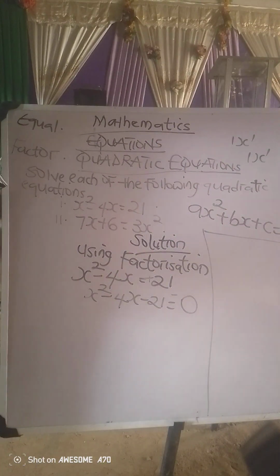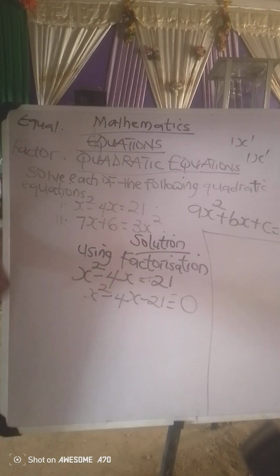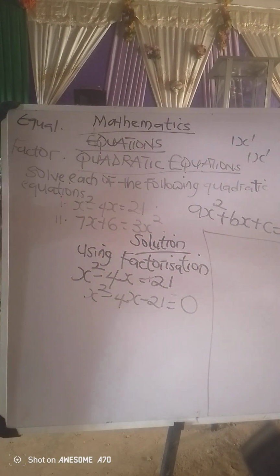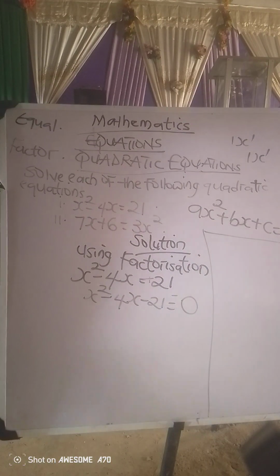Are you hearing me? Because like I have defined factors, I have defined prime numbers. You should be able to know them and give examples. So your assignment number 1 is that as you go home tonight, list all the prime numbers between 1 and what? 100. Are you hearing me?